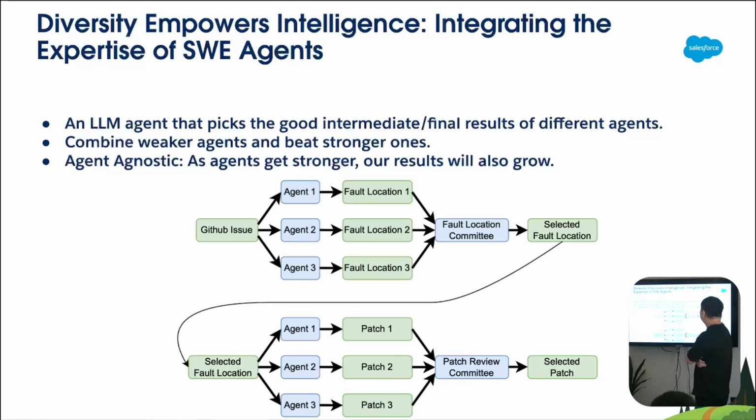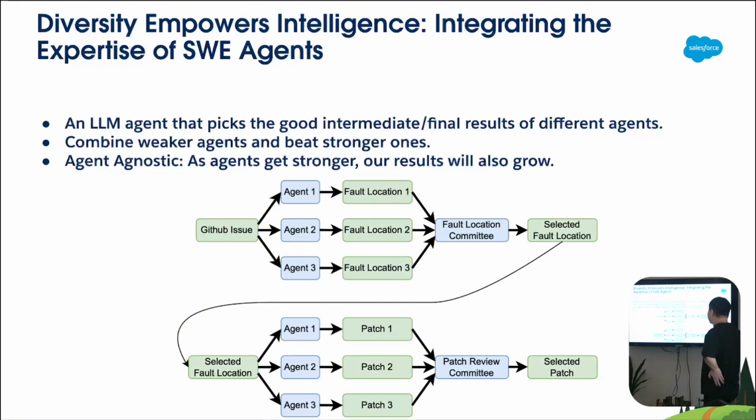All right, let's talk about how we are able to do this. Given a GitHub issue, we have different kinds of agents that are all able to at least take the issue and identify different locations of fault. We have a fault localization committee to judge which one is the best. After you select the best fault locations, you give them to a second batch of agents, which will be used to modify those patches. Finally, you have a patch review committee to judge which code change is the best.